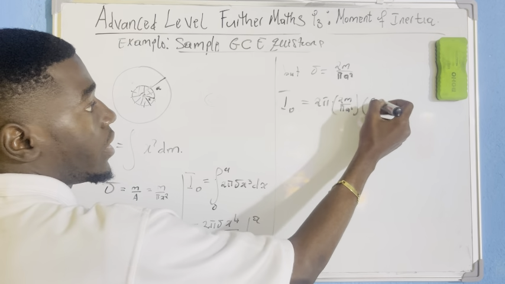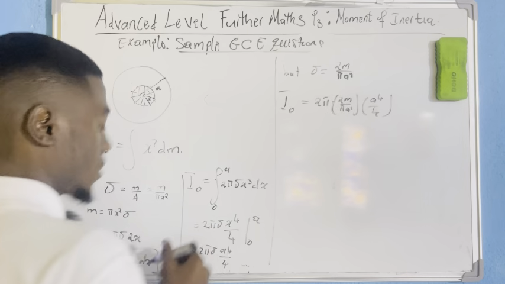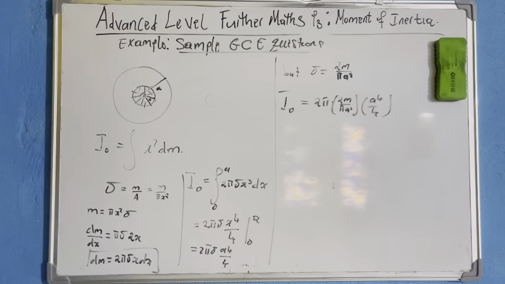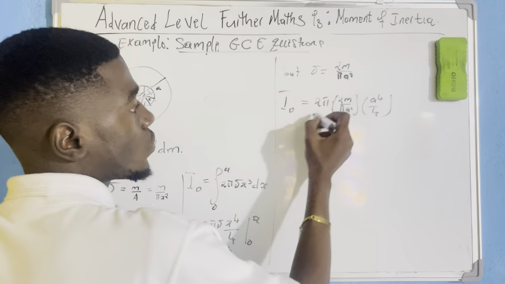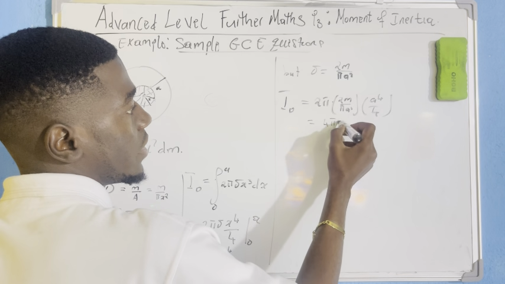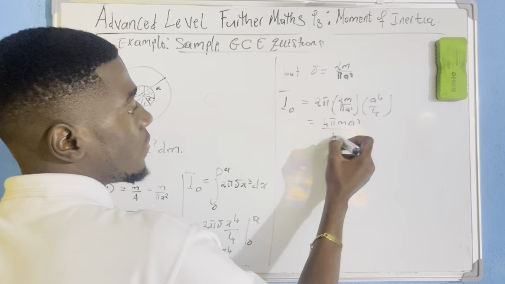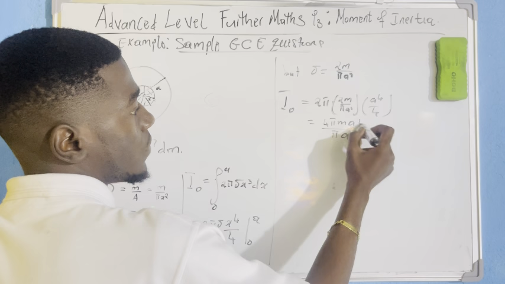Then a to the 4 all over 4. Okay. Then from there, you will see that what? I will have 4 pi m a square all over pi a. Here is 4 a square.